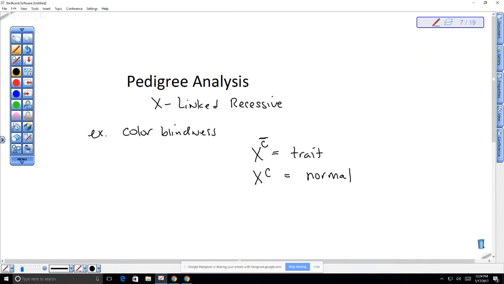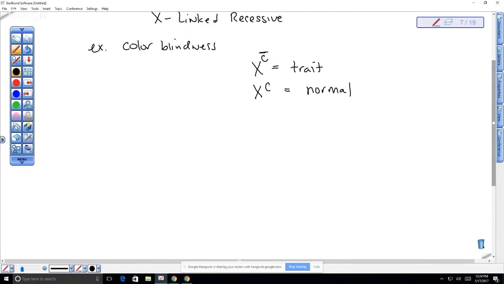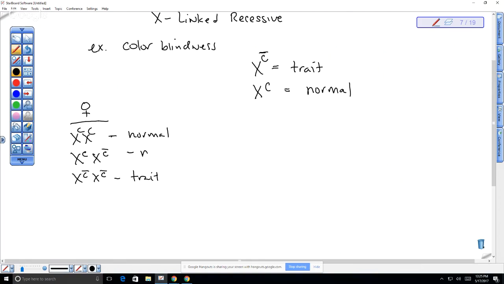So now we have to pay attention to male and female individuals in the pedigree. If we look at the female possible genotypes, you could have this combination, you could have this combination, or you could have this combination. So it is incorrect to say that if it's X-linked recessive, there would be no probability of a female getting the trait or the disease, because here is a female with the trait. Here is a female. These two are actually normal, right? This one's normal. Normal vision for both of these, but this one is a carrier.